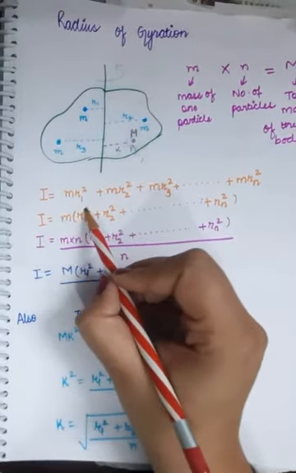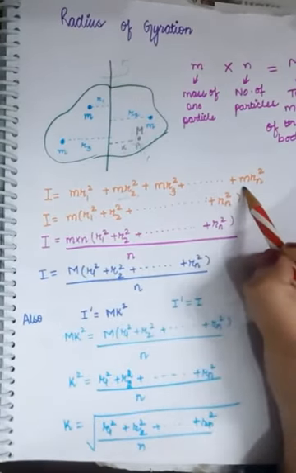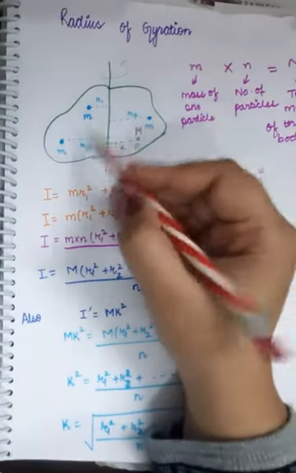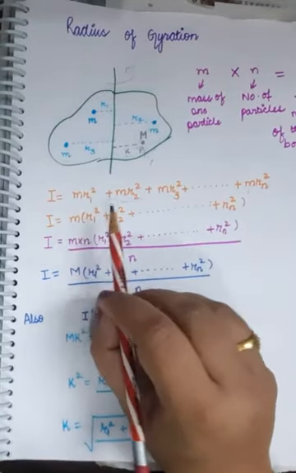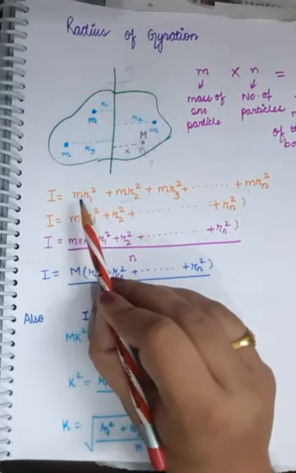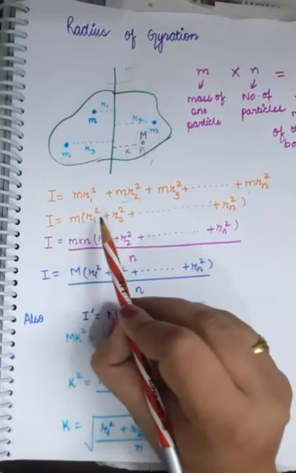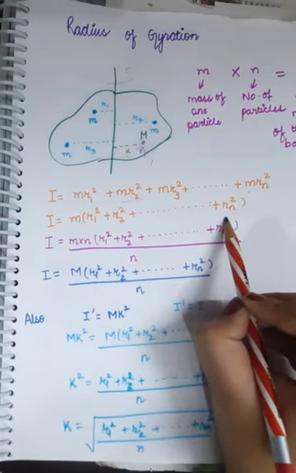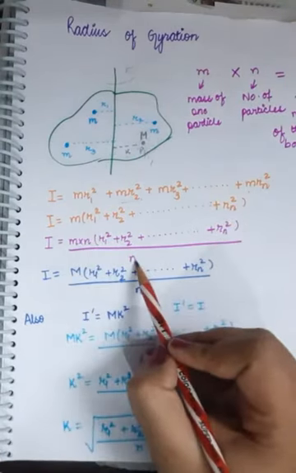That will be mr1 square plus mr2 square plus mr3 square and so on up to mrn square. So this is the moment of inertia of all the particles of the body. Take m common, as we assume that all the particles have identical masses. When you take m common, you get r1 square plus r2 square and so on up to rn square. After that, just multiply and divide by n.